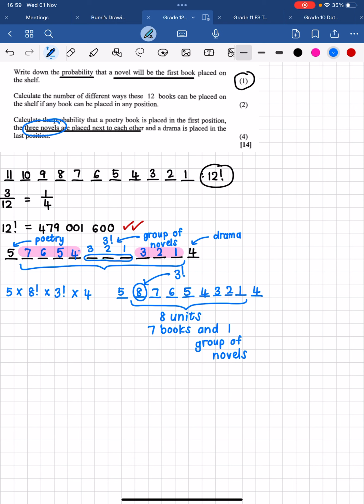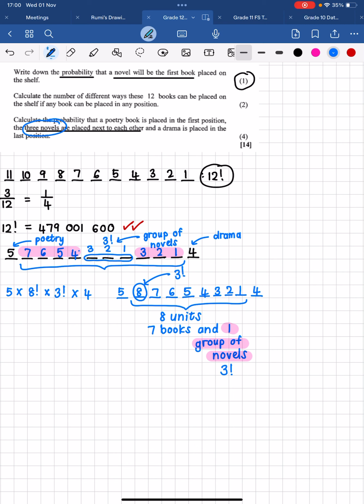See if that makes sense. Within this 1 group of novels, because there are 3 of them, that is going to be 3 factorial. Yes, Nicholas, they can be shifted anywhere as long as they are shifting together as one group.